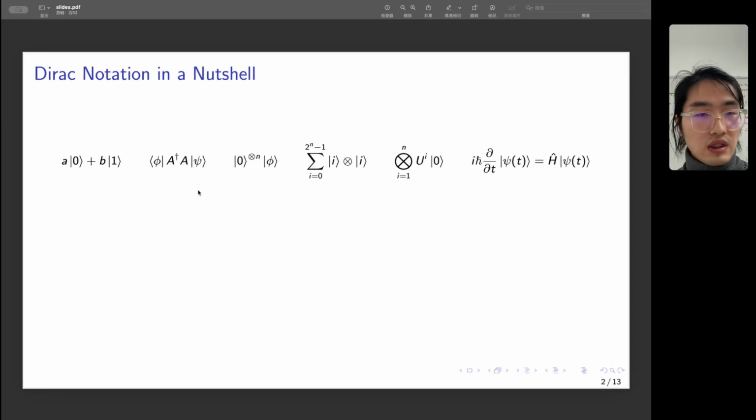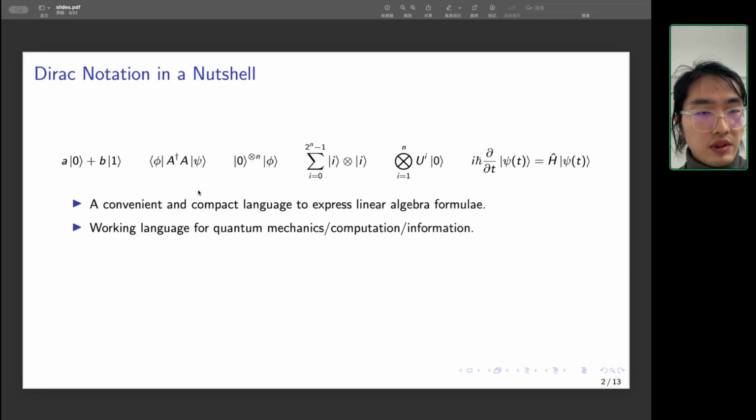And we use bra and ket to represent the vectors in Hilbert space and the dual space. We also use the scalar and linear operator in our notation. For example, here the first expression represents the superposition state for a qubit system. And in general, the language itself is quite free and casual, sometimes ambiguous. And the valid transformation depends on the reasoning of its semantics.